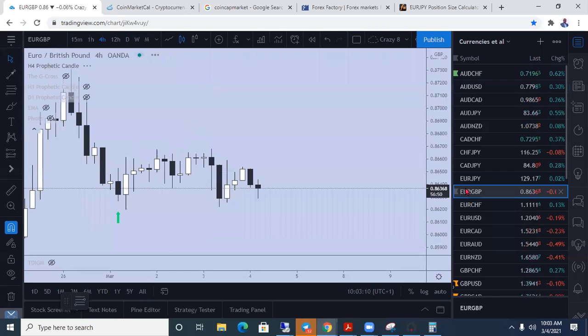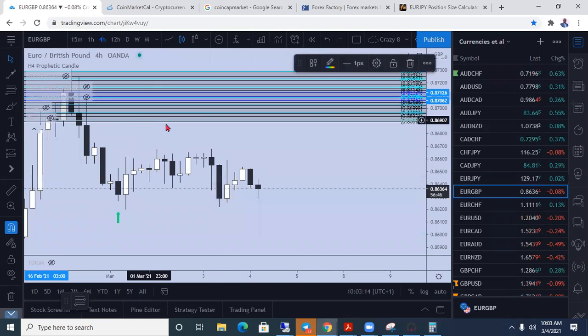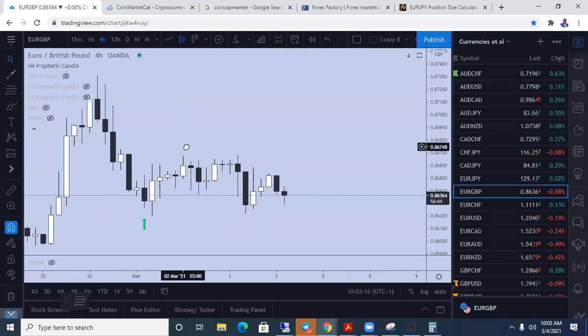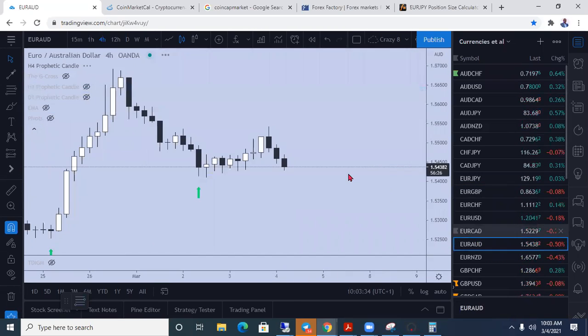Switch one, Euro GBP. Euro GBP consolidated basically throughout yesterday. Right, so breakout, retest, TP1, invalidated, revalidated. Is it invalidating now? You could wait for this candle to close and make your decision.